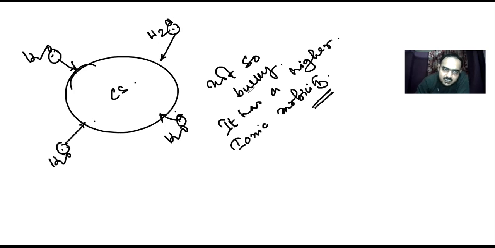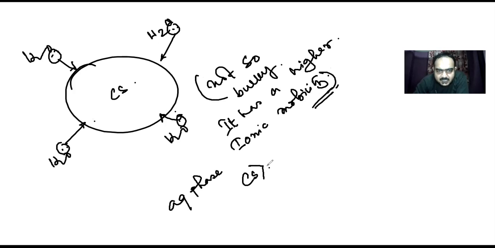It has a higher ionic mobility. So as you can see, in aqueous phase, cesium has the highest ionic mobility, then your rubidium, then your potassium, then your sodium, then your lithium.